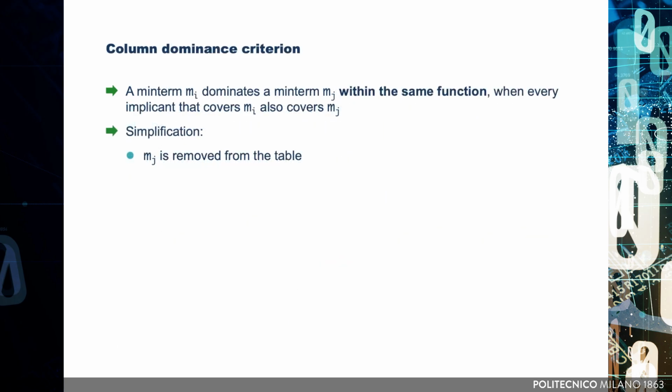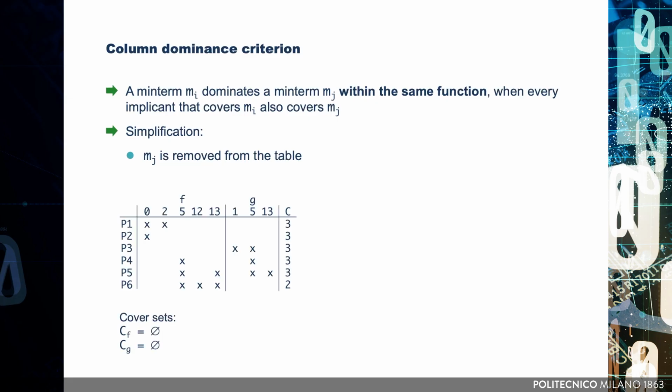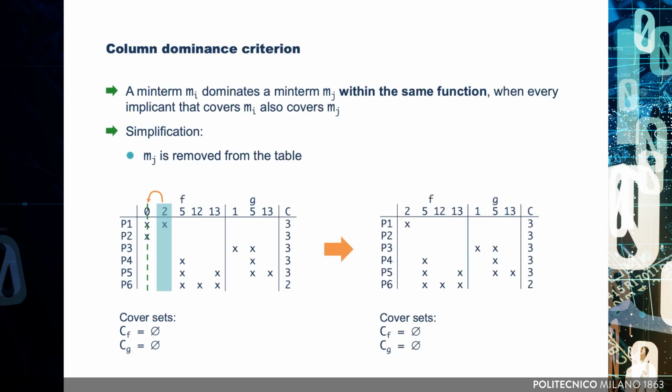Unlike row dominance, column dominance applies only within a single function. It follows the same rules used in the synthesis of a single output function, and it leads to the elimination of the dominated column. Let's restart the example from the beginning once more. We can observe that minterm 2 dominates minterm 0 for function f. Therefore, minterm 0 is eliminated with no changes to the current cover set.